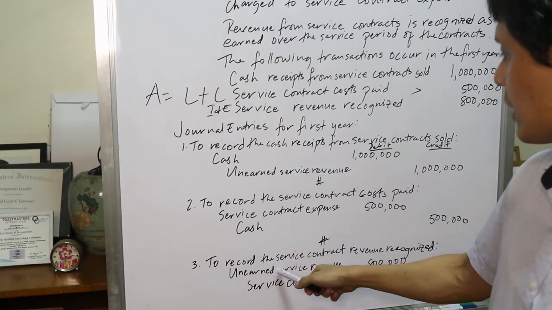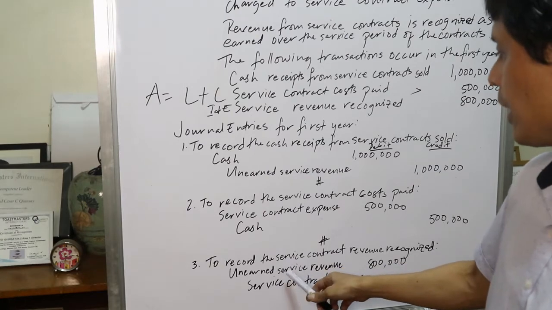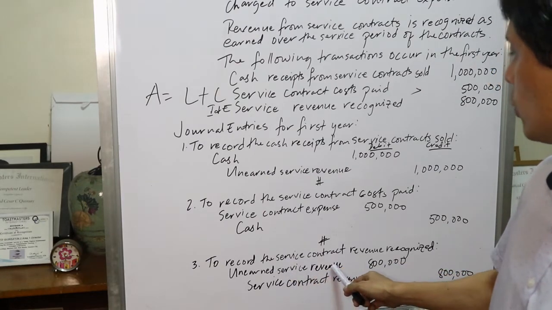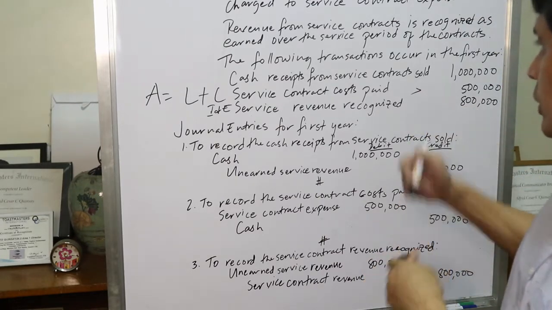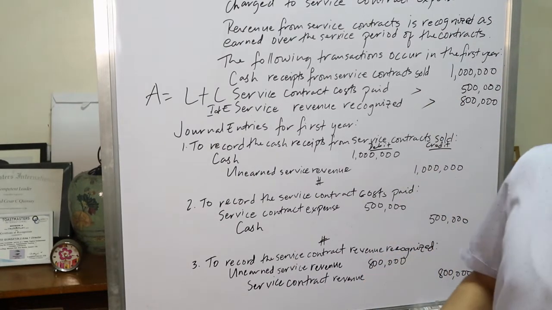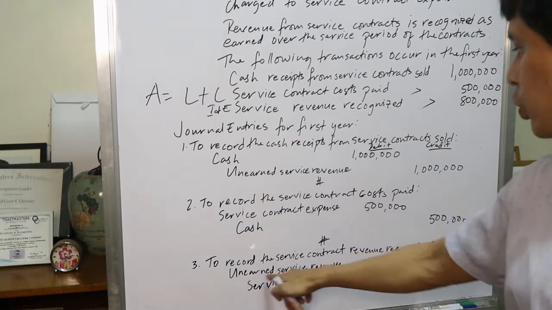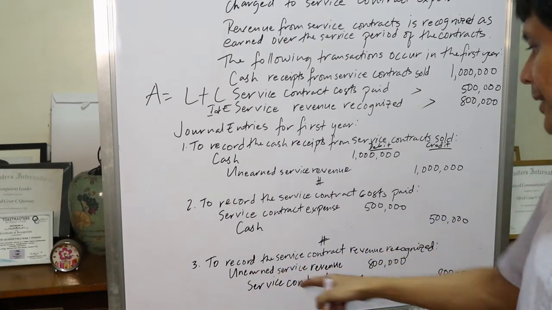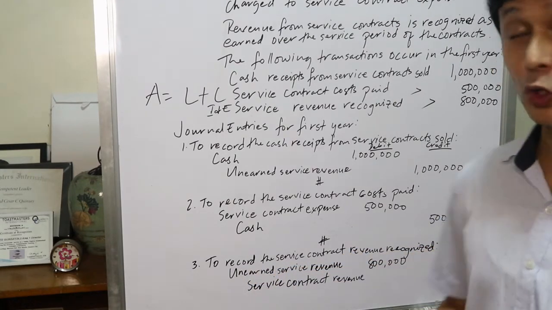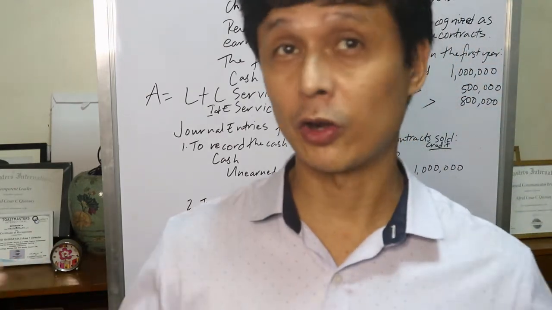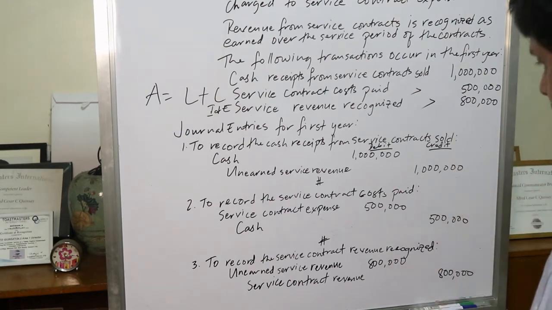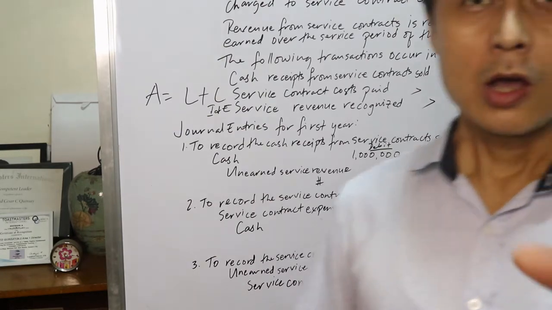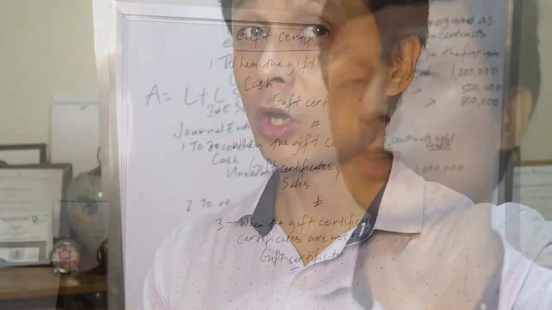Now, once na-earn na natin yun, i-debit na natin yung partial amount of 800,000. So debit unearned service revenue for 800,000 and credit service contract revenue. So we can now call this our revenue for 800,000. So, yan.